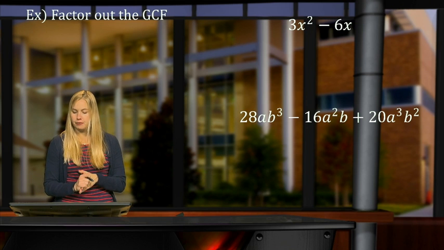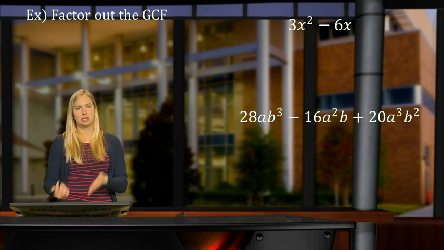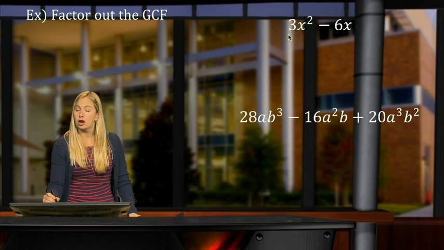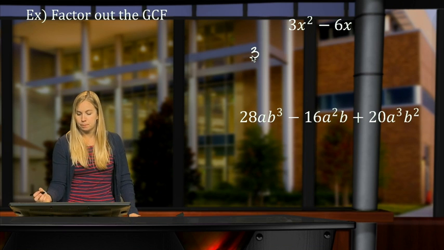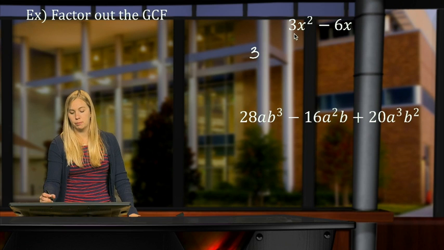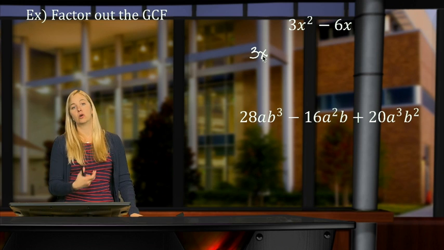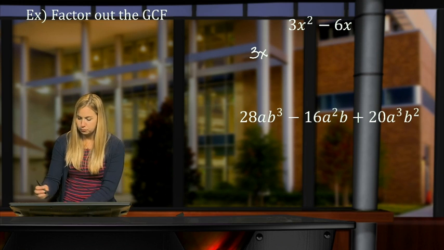Factor out the GCF of 3x squared minus 6x. We want to look at both the coefficients and the variable component of this expression. Looking at our coefficients, 3 and 6, the GCF is going to be 3. And if we look at our variable components, x squared and x, the GCF is going to be x. So altogether, our GCF for this expression is 3x.